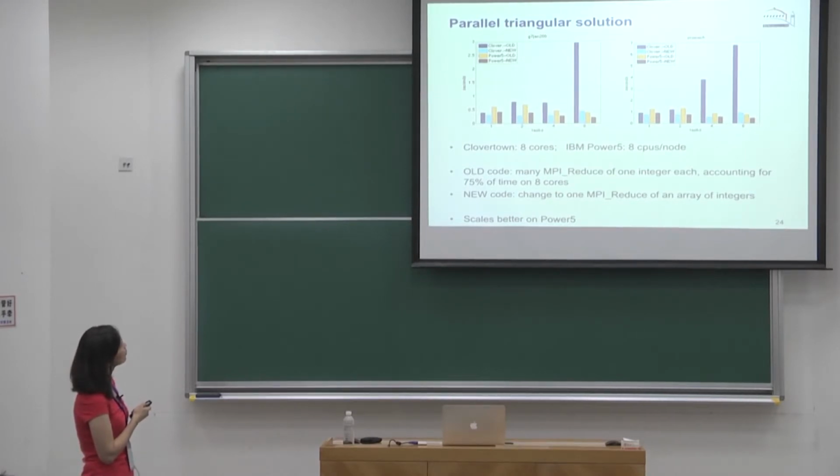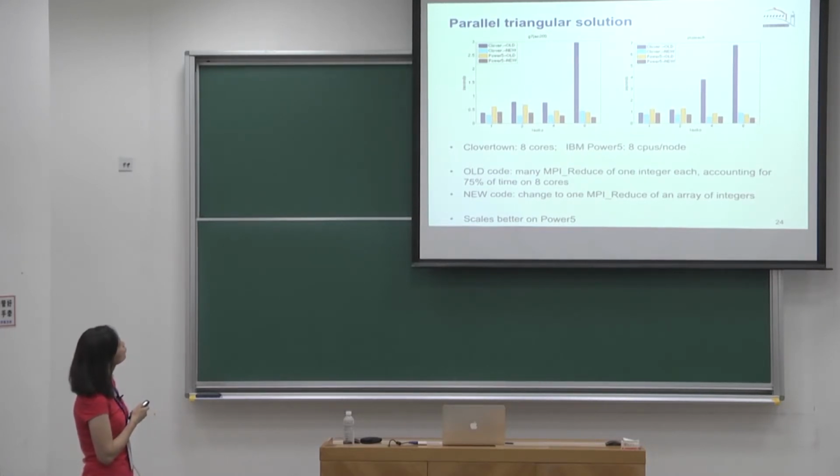And what I'm comparing with is we have improved the code. The old code, we use a lot of MPI reduce, collective communication, which account for 75% of the time on the 8 cores. So the new code, after we change to 1 MPI reduce of an array of bigger message. Remember, if you do the old code, you pay a lot of latency cost. But here, you pay only 1 latency, but a larger array, okay?